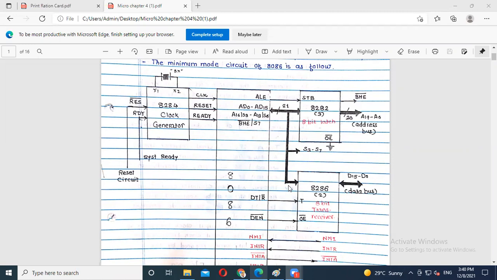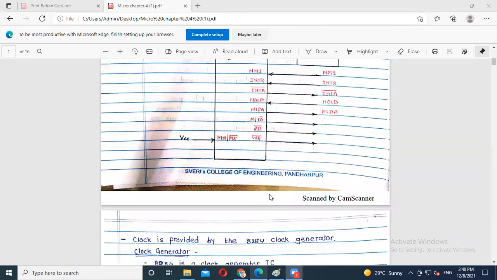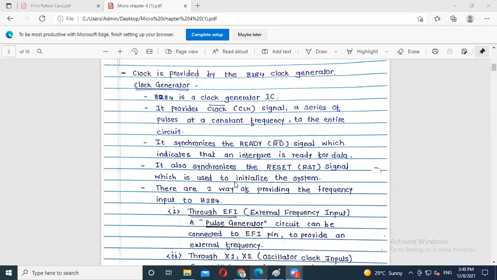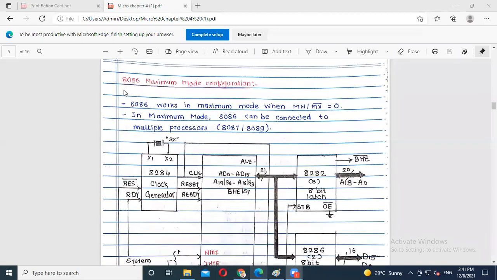In the minimum mode configuration, the transmission and receiving of data is not up to the mark; it is limited to only a limited amount of data, not maximum data. Due to this drawback and these limitations, the maximum mode configuration was introduced by the inventors. That is what we are going to study now. So this is the entire minimum mode configuration and this is the explanation. Please all of you go through it. We have already covered it. So now I will move directly to the maximum mode configuration.